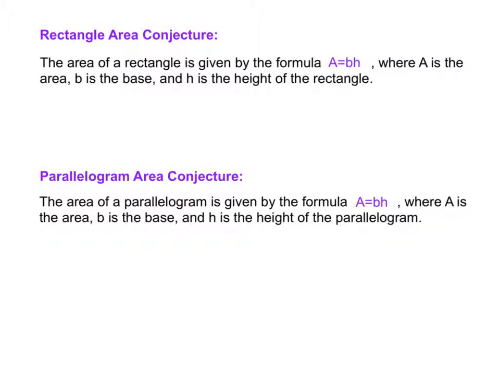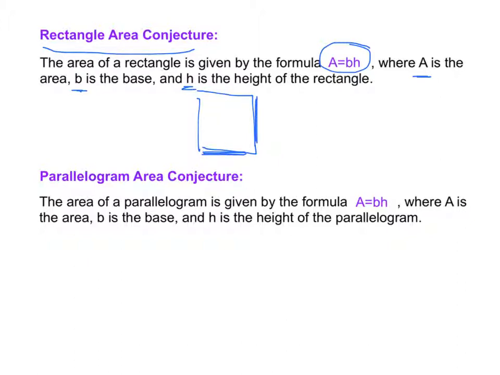So now we have some conjectures about area. The rectangle area conjecture says that the area of a rectangle is given by this formula right here, A equals BH, B times H, where A is the area, B is the base, and H is the height of the rectangle.